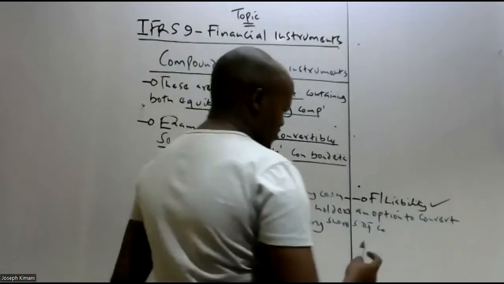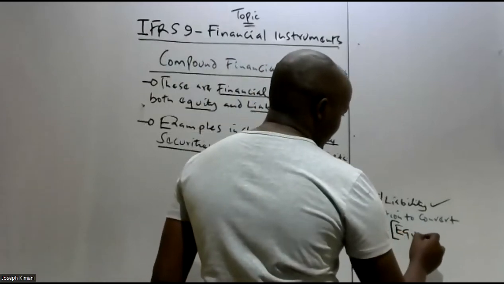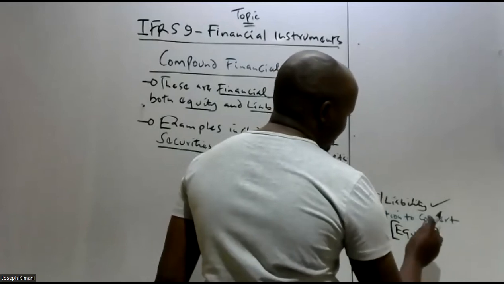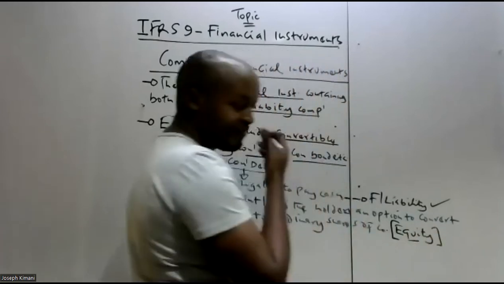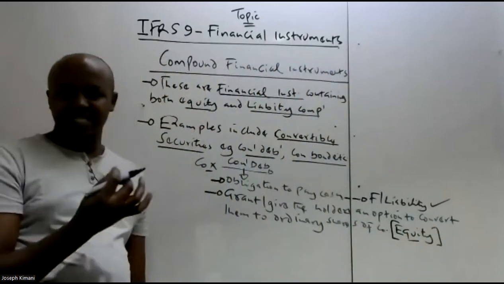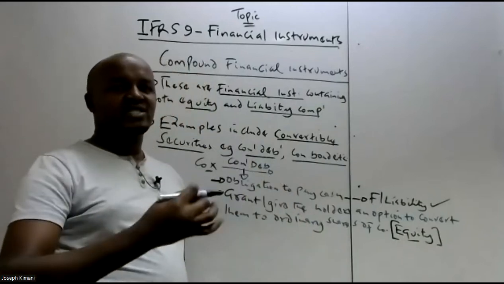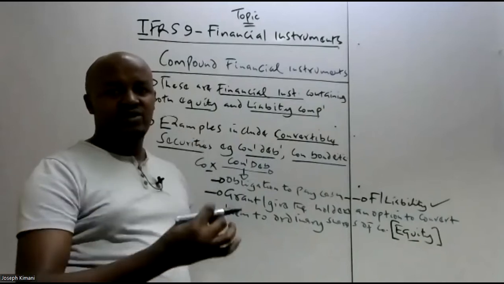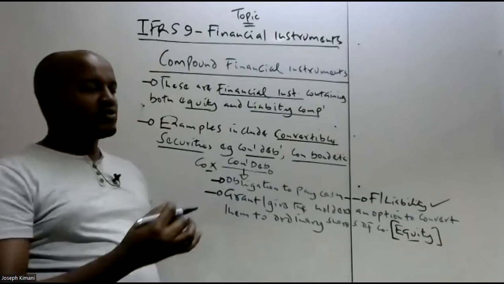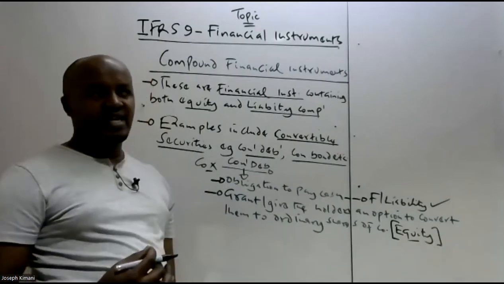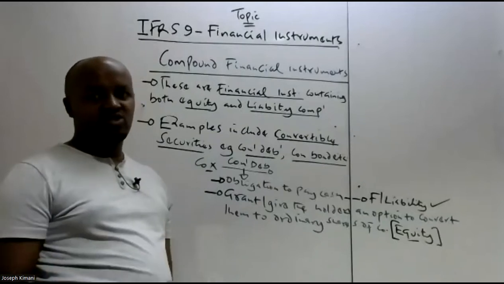Basically, what that means is that if you have bought the convertible debentures of the company, you have the right to receive shares of that company. That right to receive the ordinary shares of the company, that right itself we refer to as equity, because equity by definition is the residual interest in the assets of the company.